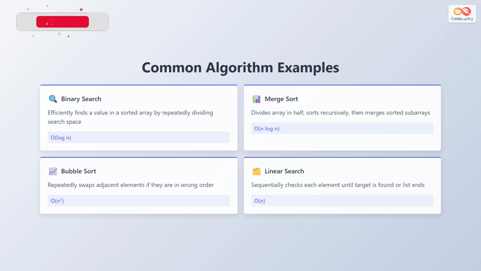Let me introduce some common algorithms used in computer science. Binary search efficiently finds a value in a sorted array by repeatedly dividing the search space in half, with a complexity of O of log n. Merge sort divides an array into halves, sorts them recursively, then merges the sorted subarrays, with a complexity of O of n log n. Bubble sort repeatedly swaps adjacent elements if they are in the wrong order, with a complexity of O of n squared. And linear search sequentially checks each element until finding the target or reaching the end of the list, with a complexity of O of n. Each algorithm has different trade-offs in terms of efficiency and use cases.